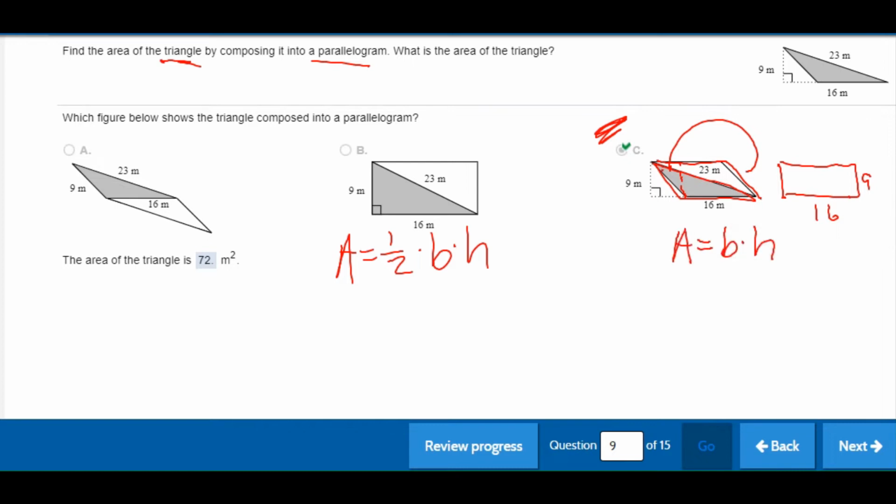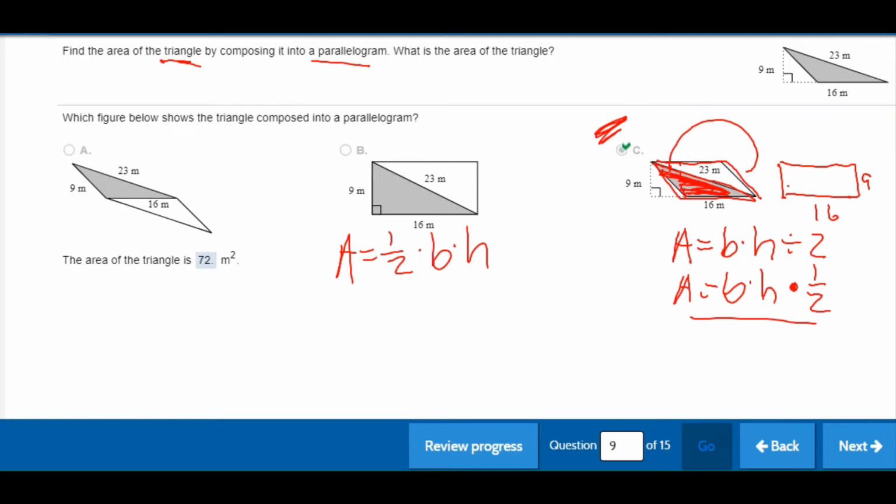But since we only want the area of this gray shaded region, which is half the area of the parallelogram, which is the same as the rectangle, we can divide by 2, and we know dividing by 2 is the same as multiplying by 1/2. So we can use either one of these formulas to find the area of this obtuse triangle.